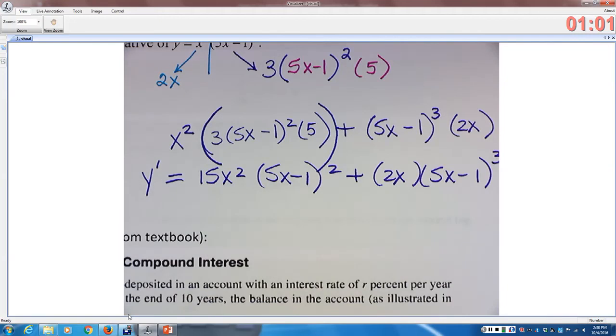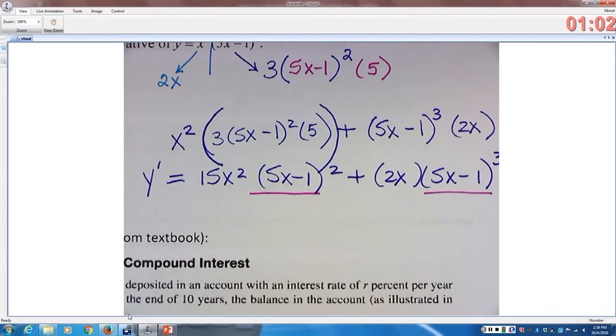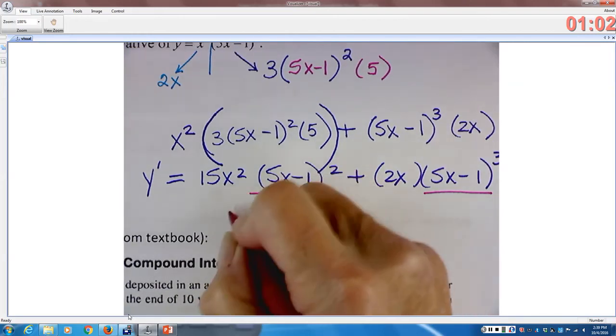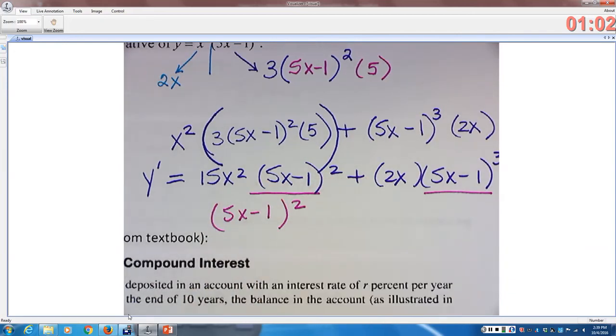The reason I'm saying probably don't try to clean it up, and I'm just going to give you a word of warning, if you go through and ask it to help me solve this, what my math lab does, and this hurts me no end, is they say, oh, you have a common factor of 5x minus 1 squared. Factor that out.